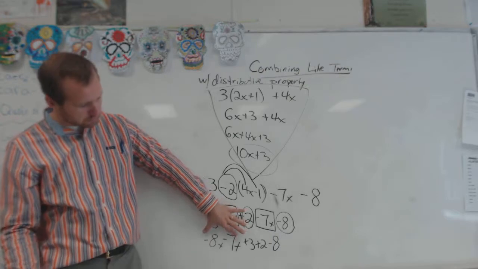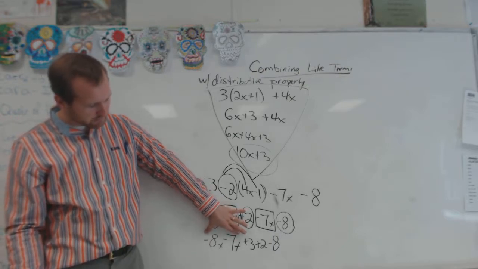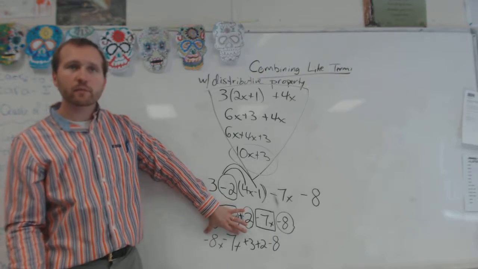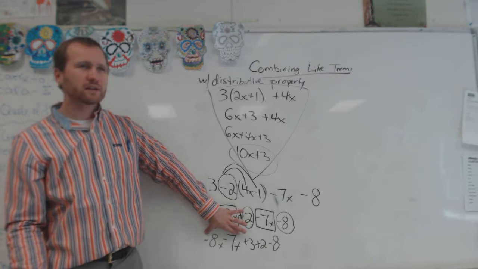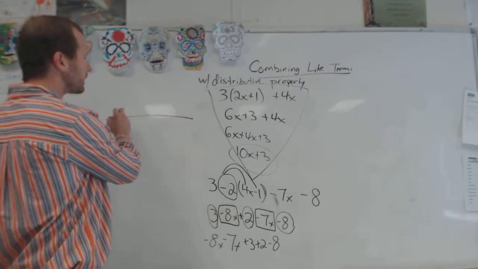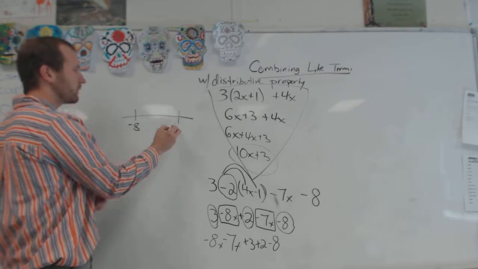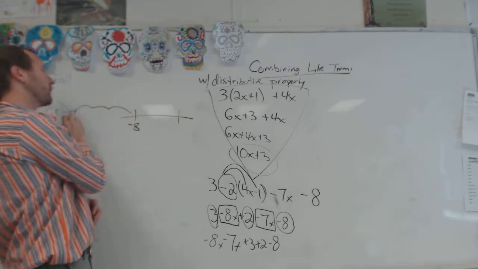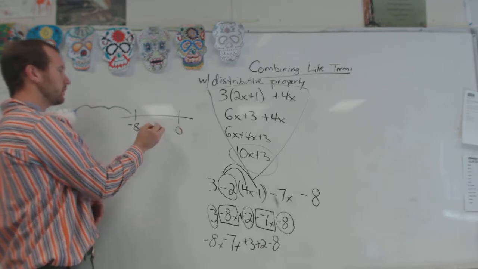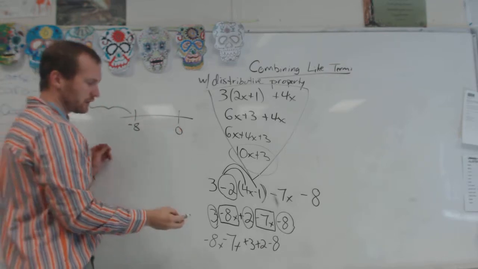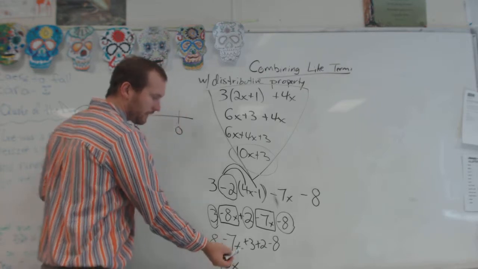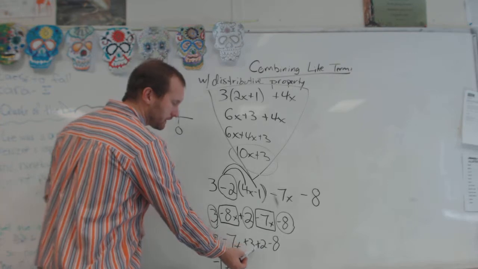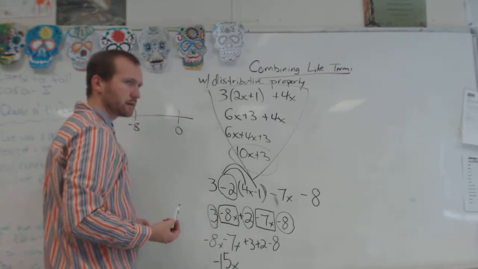Okay, my first two terms that are similar are negative 8x and negative 7x. What do I get if I combine negative 8x minus 7x? Is it 15? Yeah, because I'm already way over here on my number line. I know negative 8 is somewhere over here. And I'm going to go even further. Here's 0. I'm going to go even further away from 0. So I have negative 15x. And then I have plus 3 and plus 2 and minus 8.